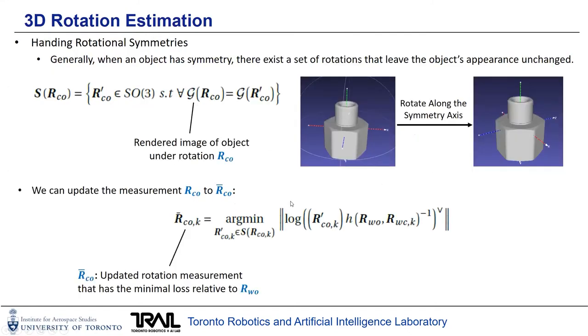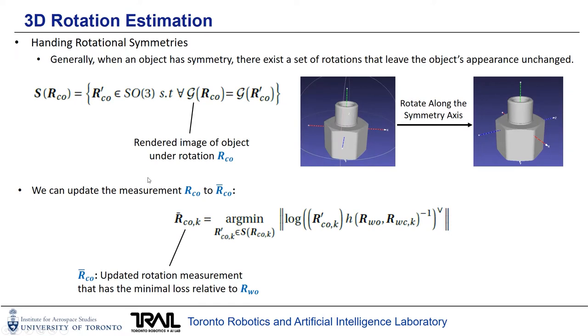And for object symmetry, to handle it, we leverage the known symmetry orders and the known symmetry axis in the optimization. So specifically, for each optimization step, when we receive a rotation measurement, we explicitly rotate it along this symmetry axis and update this rotation measurement to the one that has the minimum loss relative to this global rotation.